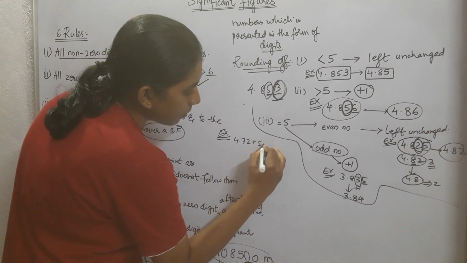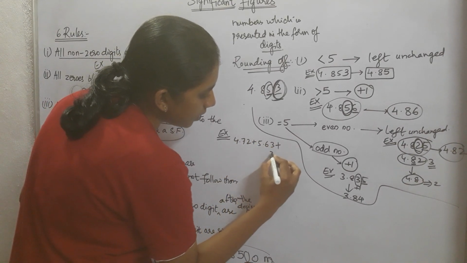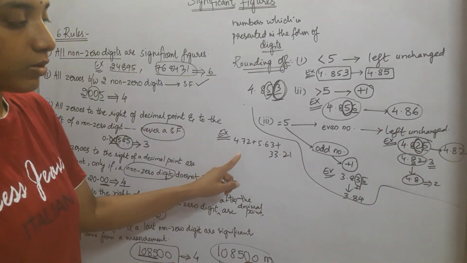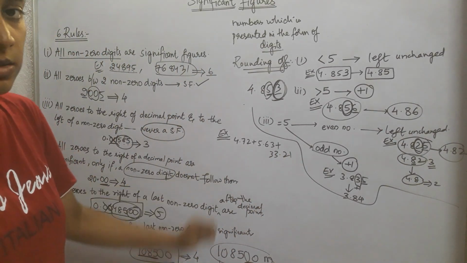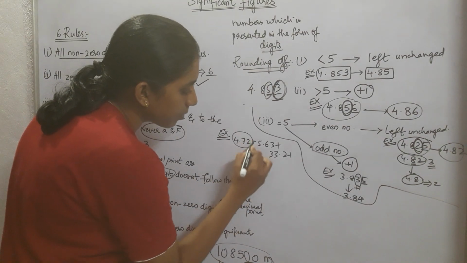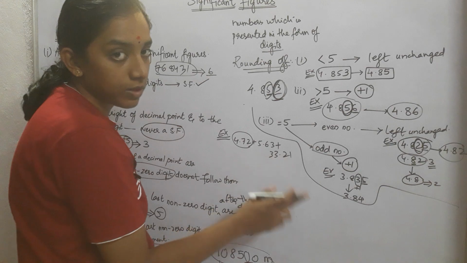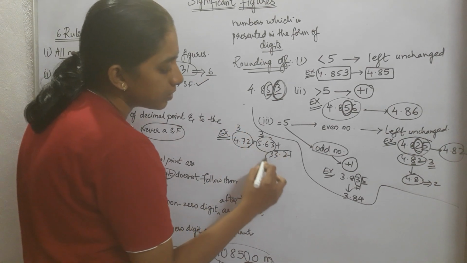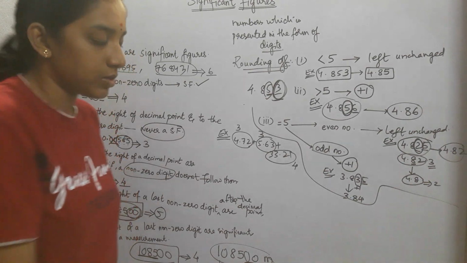4.72 plus 5.63 plus 33.21. We have to find out the number of significant figures in this problem. So how do we do that? First we have to write the number of significant figures in each of the values. Here we have 3 significant figures, 3 significant figures, 4 significant figures.